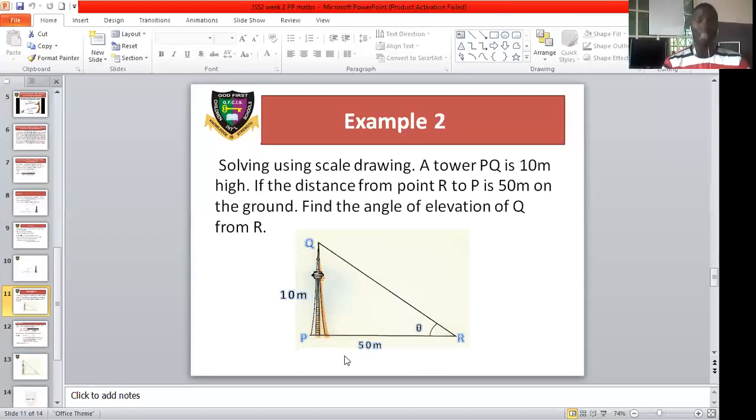Now in this case, I told you earlier, you can be given height and distance and asked to calculate the angle. In the previous question, we were asked to calculate the height, so we were given an angle of elevation and the distance. But in this case, we are given the distance and the height, so we are asked to calculate the angle. It is very, very easy also. We use our scale drawing to calculate it. So I proceed to the solution.